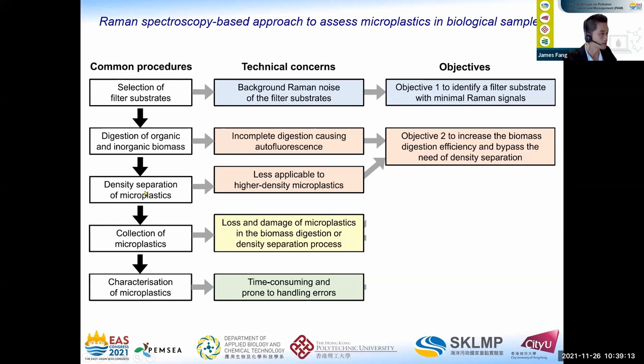About density separation, it works for most types of microplastic. However, it is less effective for some higher density microplastic. Therefore, we may lose part of the microplastic of concern. In this study, objective two, we try to increase the biomass digestion efficiency of our digestion process in order to bypass the need for density separation. This is objective two.